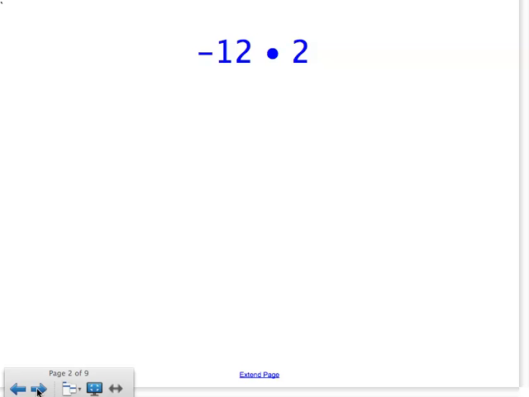Well, I'm still going to do my multiplication in the same way I've always done it. 12 times 2. So 12 times 2 is 24. And the rule just tells me, is my answer positive or negative? If I have one negative, it's negative. If I had two, they'd cancel out.